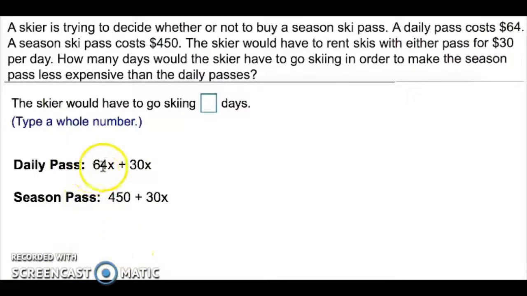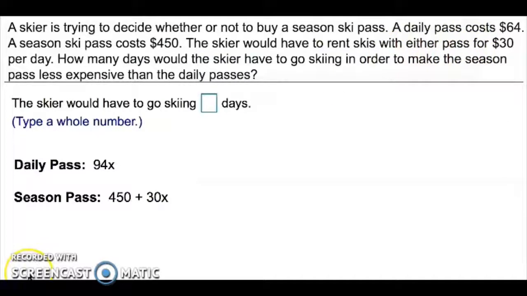Now, for the daily pass, since both have an x, we can combine them, since they're like terms, and we'll get 94x. So now the expression for a daily pass is 94x. Season pass will be $450 plus $30 per day for renting the skis. So now we have to figure out how many days the skier would have to go skiing in order to make the season pass less expensive than the daily passes.